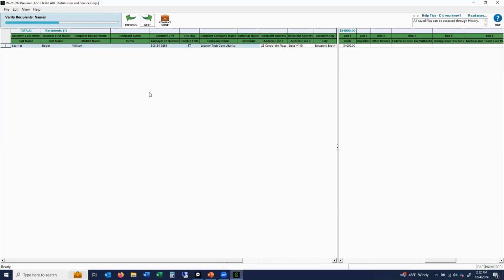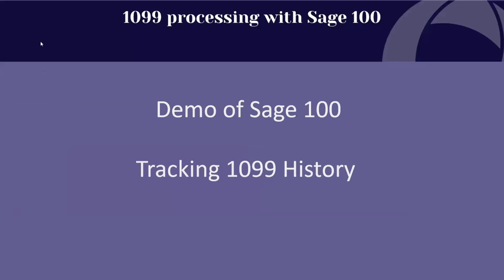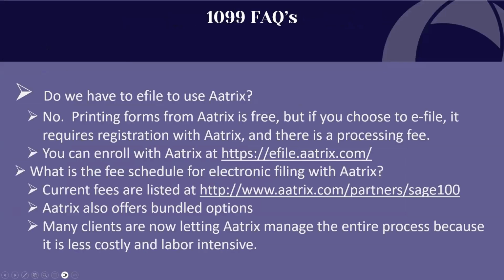Okay, let me double check, make sure there wasn't anything else in Sage. I don't see anything, so I'm going to go back to my PowerPoint because I do have some more helpful information here. A couple of frequently asked questions. Do you have to e-file to use Atrix? And the answer is no. Like I showed you, you have the option that you can just print.